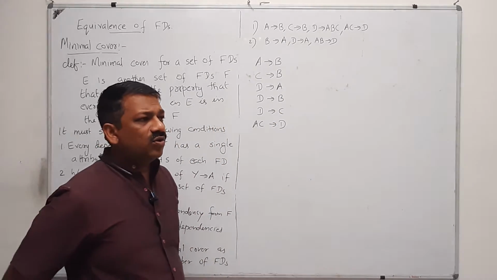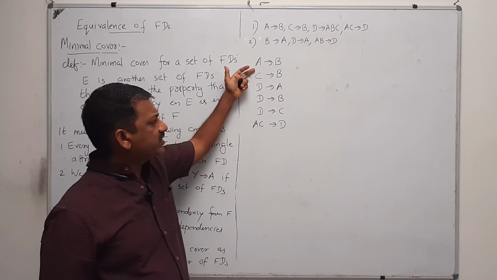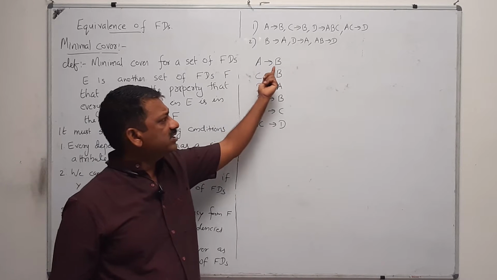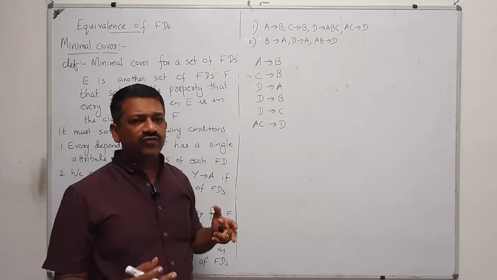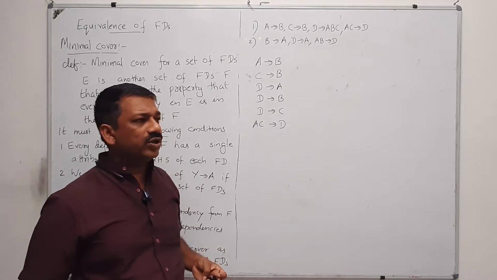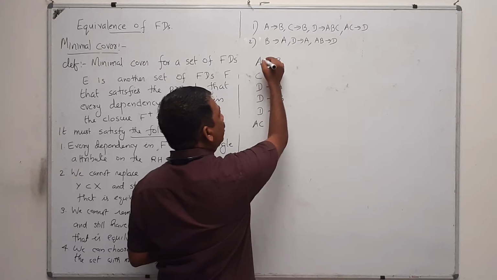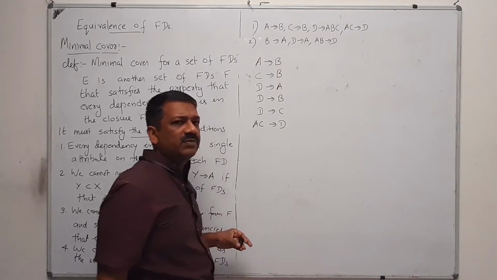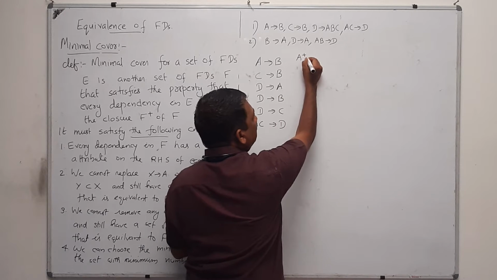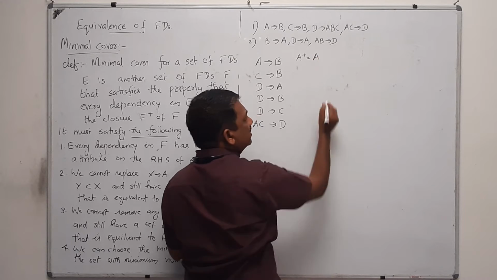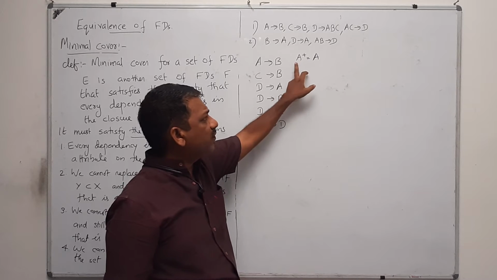Now the order is very important. From the start, we are going to check whether A determines B can be removed from the set. For that, we are going to find out A plus. That means this is the closure of A that you are going to find out.